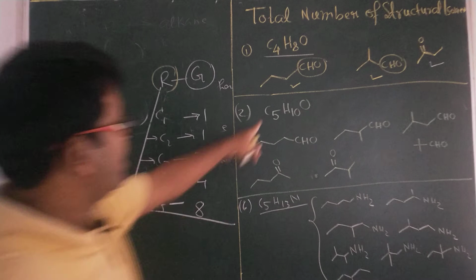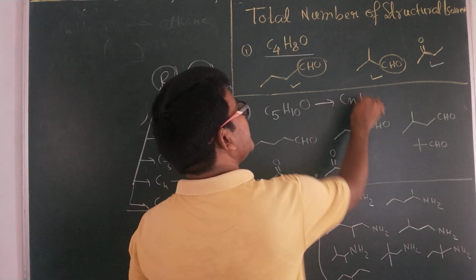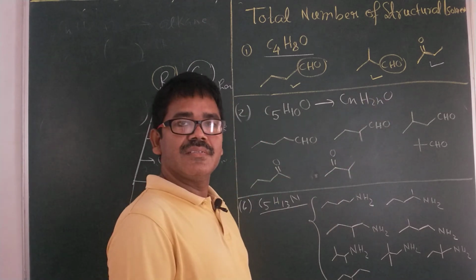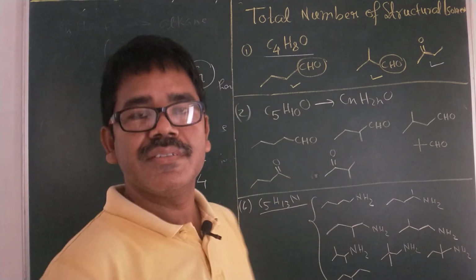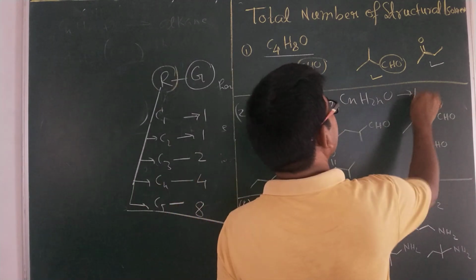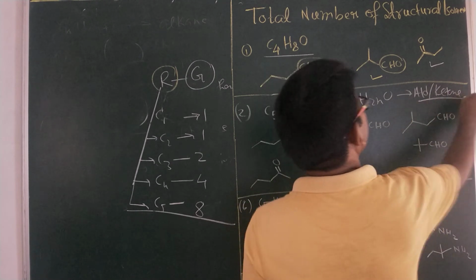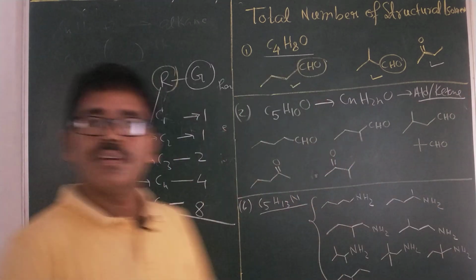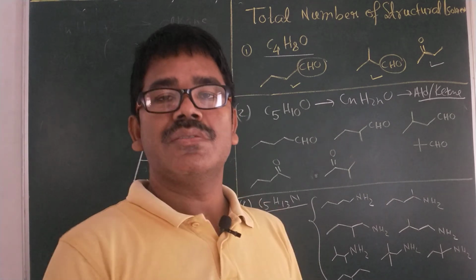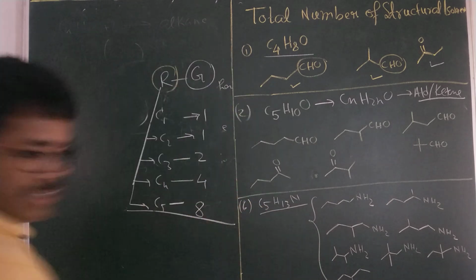C5H10O. This also fulfills the formula CnH2nO. Am I right? Yes. Therefore, this also can be either an aldehyde or a ketone.